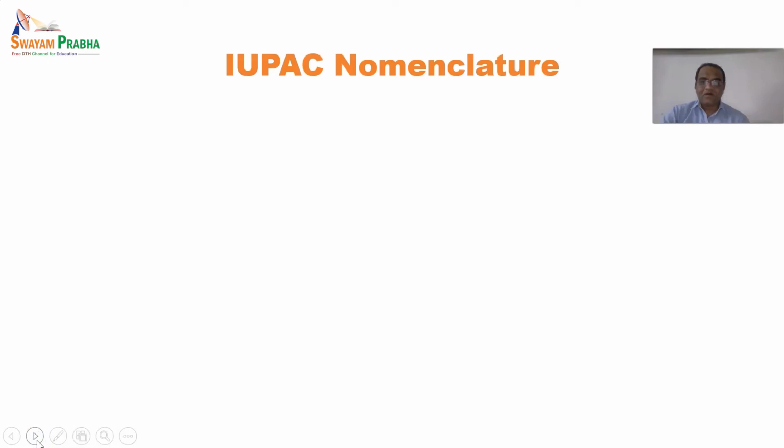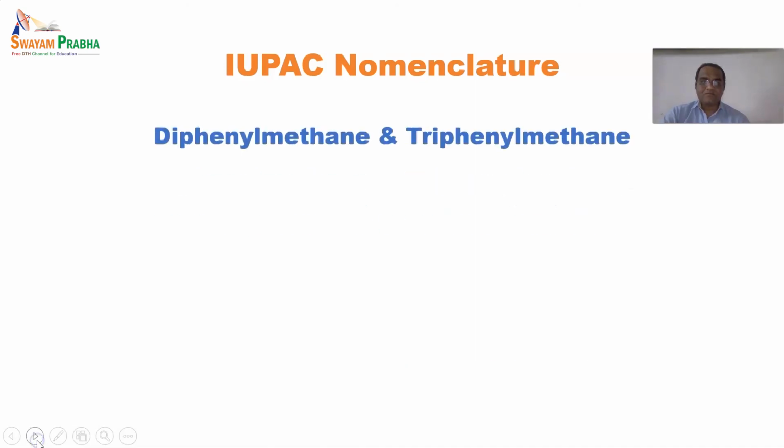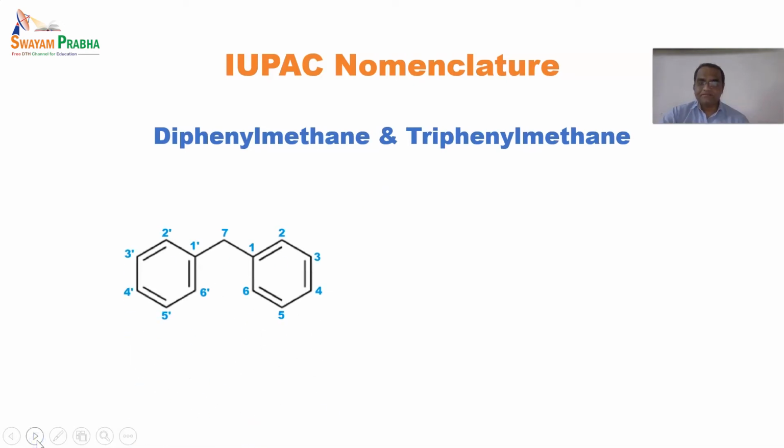Now we'll see the IUPAC nomenclature of two more molecules from this class, that is polyaromatic hydrocarbons. So one is diphenylmethane and the second one is triphenylmethane. For IUPAC numbering, the first phenyl ring has been numbered, and the second ring has been numbered with a dash. It is an indication of on which ring substitution has taken place, and the methane in between is numbered as 7.